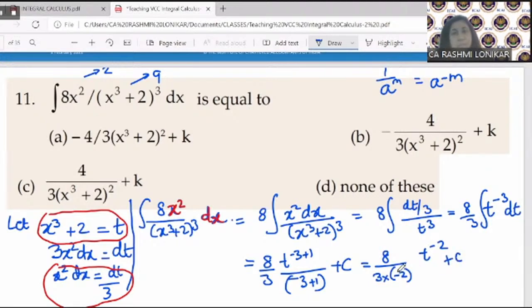Now I will resubstitute, and 2 fours are 8, and there is a minus sign, so this will be minus 4 upon 3. Instead of t raised to minus 2, instead of t, what do I write? t is x cube plus 2. So this is equal to minus 4 upon 3 times x cube plus, okay, it's not fitting over here. Let me write it down.